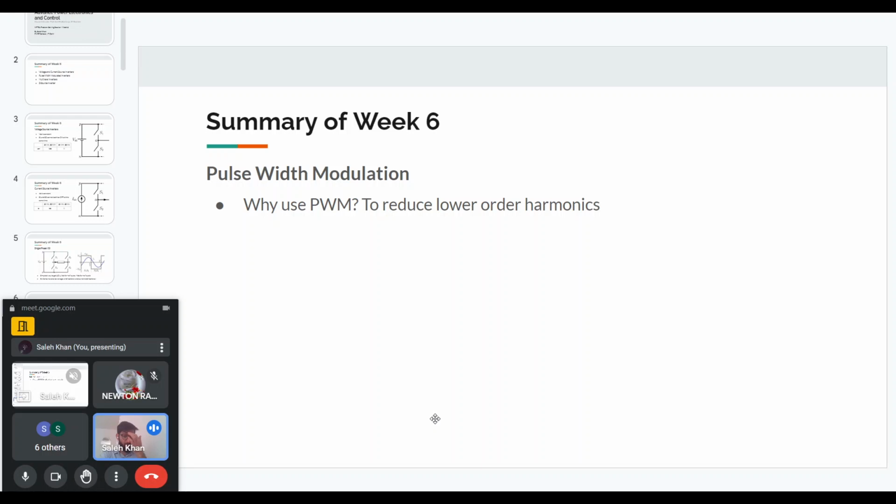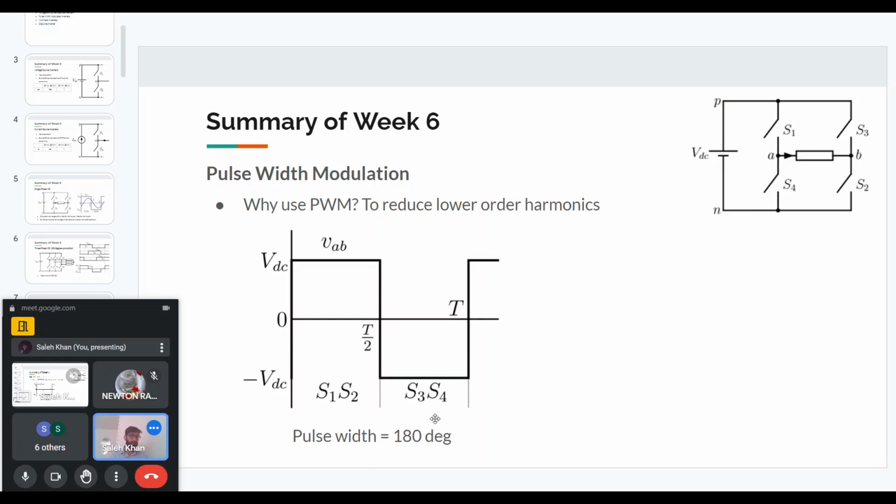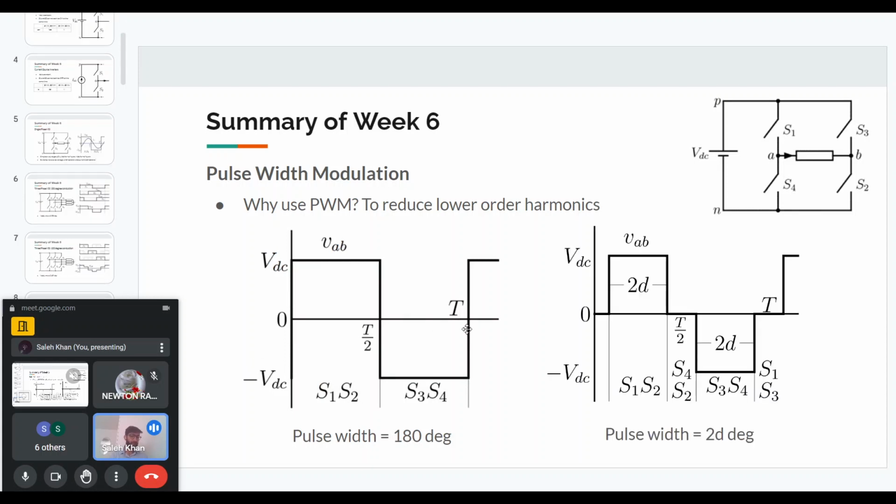Now we come to pulse width modulation. Why do we use pulse width modulation? Before, the voltage was on for 180 degrees and then off for 180 degrees, or minus VDC for 180 degrees. Now we want to modulate, meaning change this voltage width according to some condition. So instead of 180 degree width, we want to have, let's say, less than that. For some portion we will get VDC, and for other portions we will have zero voltage. So we are modulating the width of this pulse.